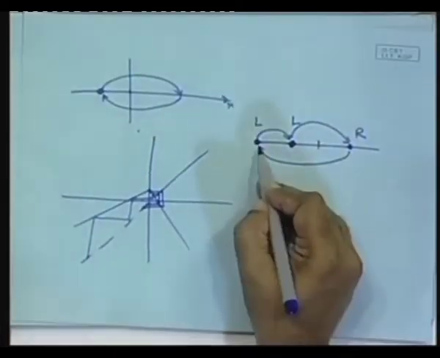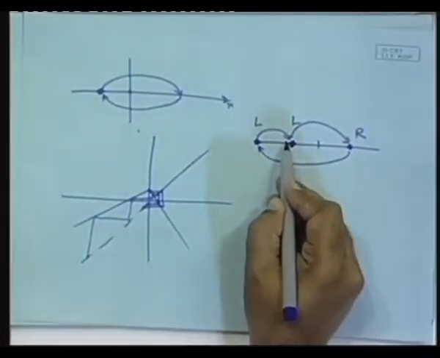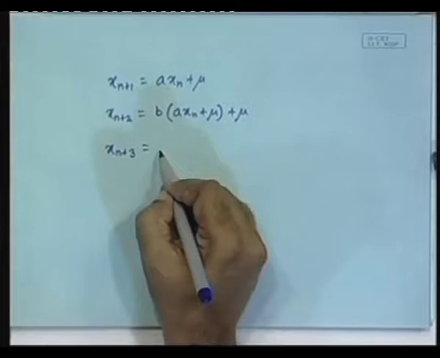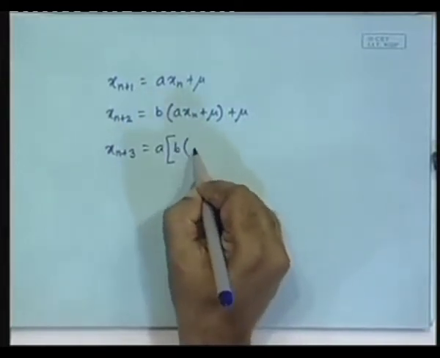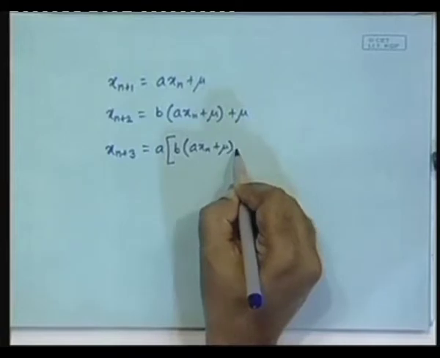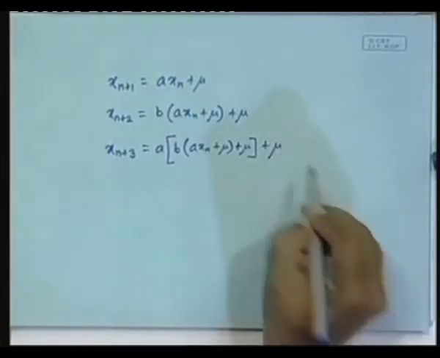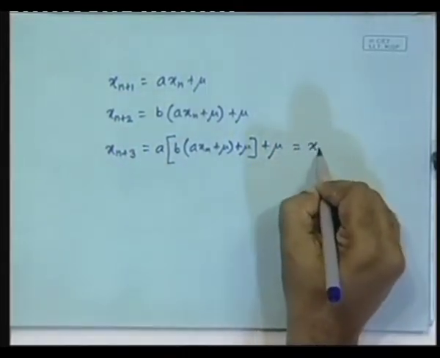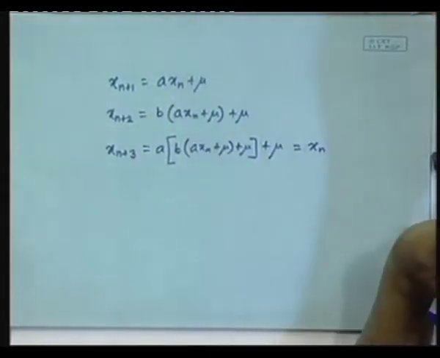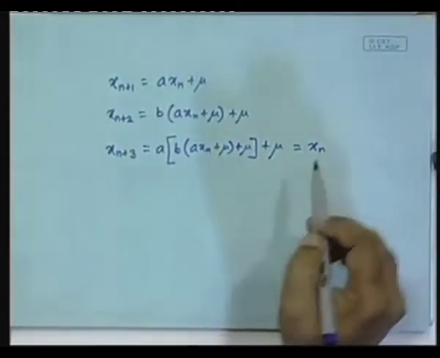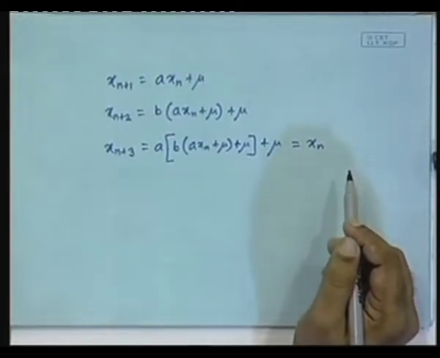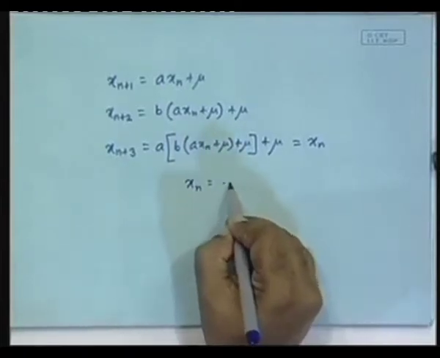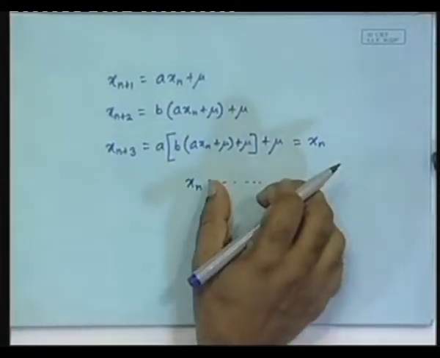Now it has come here. Now again with the help of the left hand map, x n plus 3 is equal to a b a x n plus mu. Now this must be equal to x n in order for this orbit to occur. So just solve this equation. If you solve this equation, you get a value of x n equal to some expression.